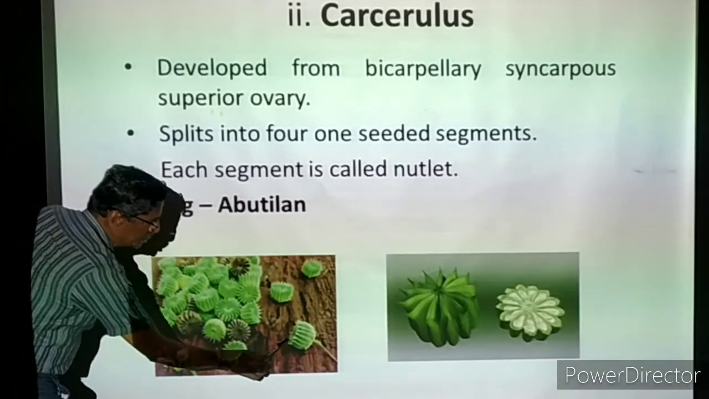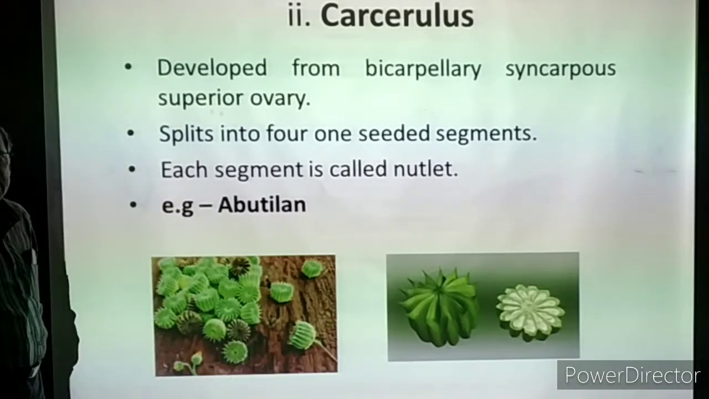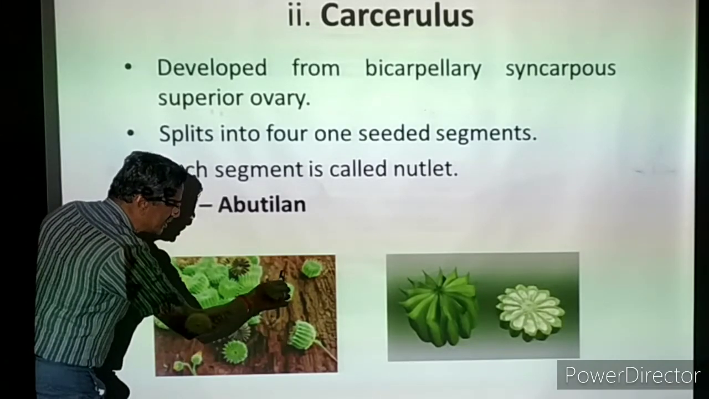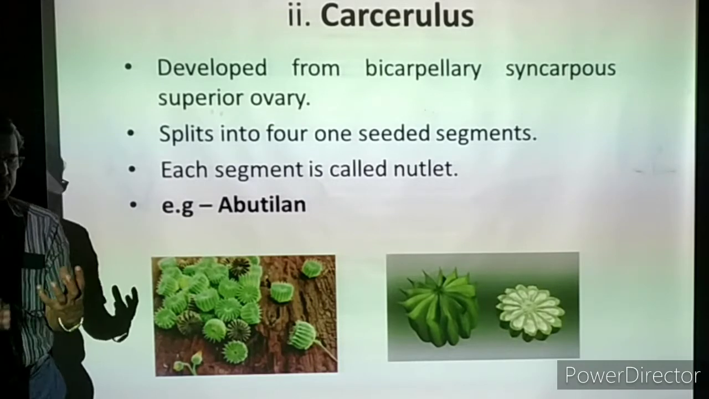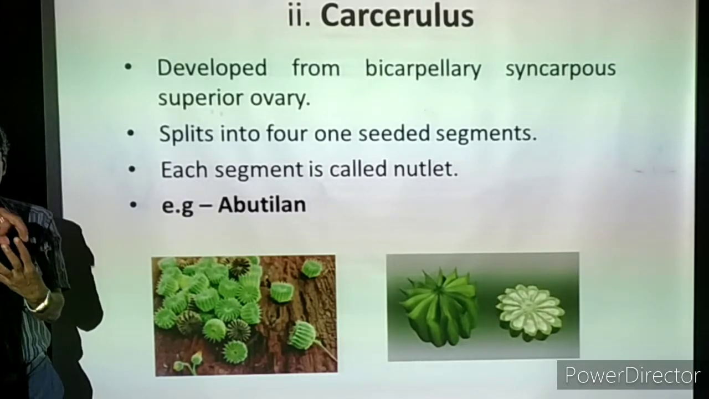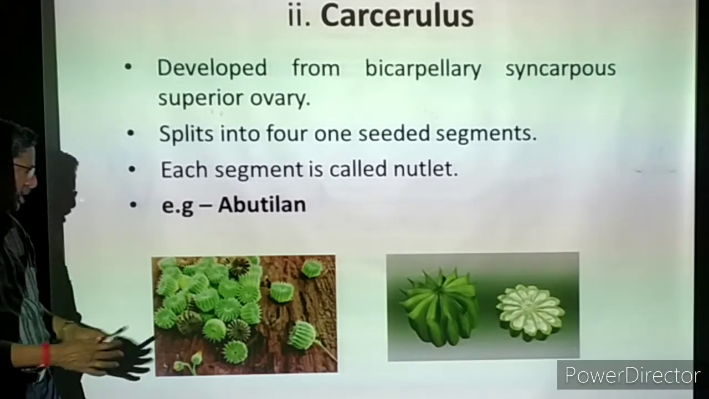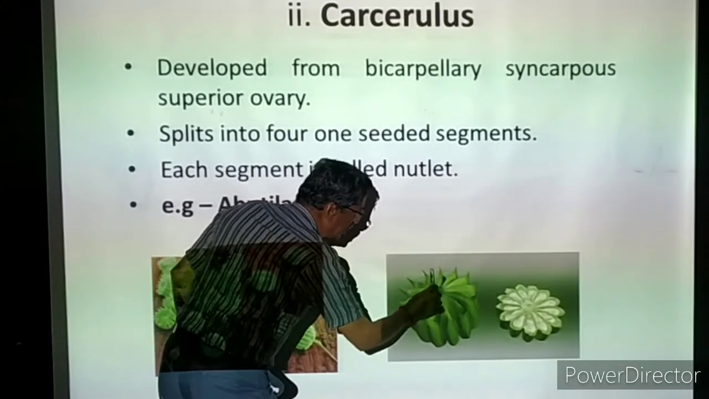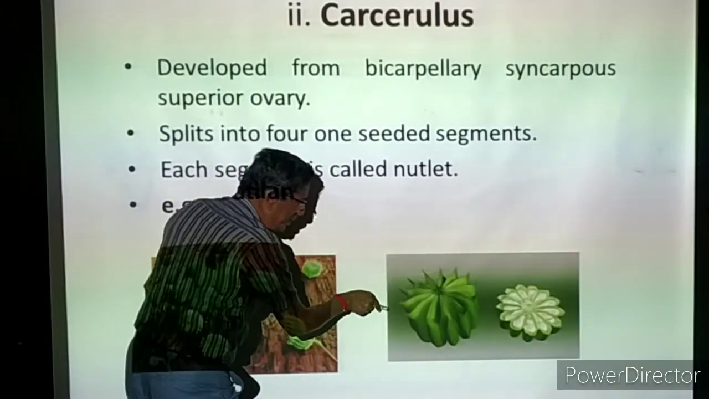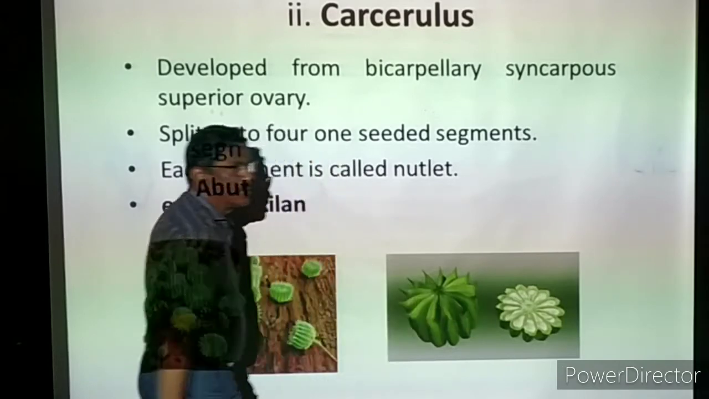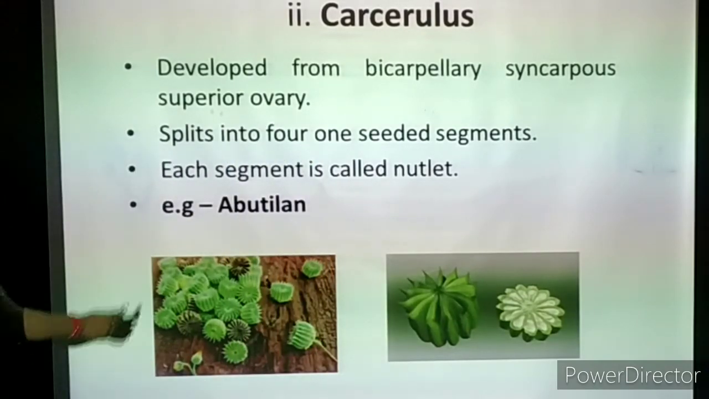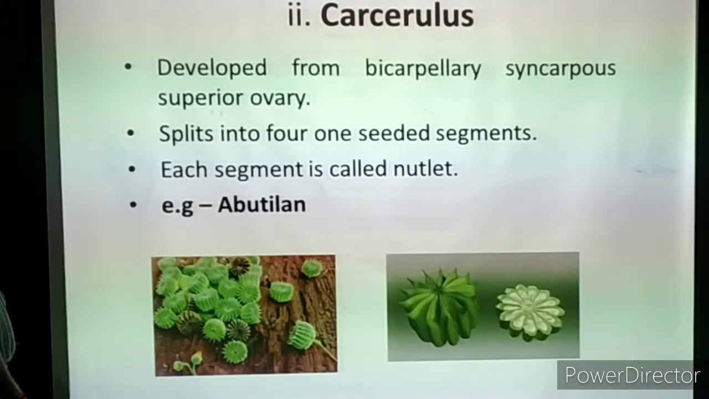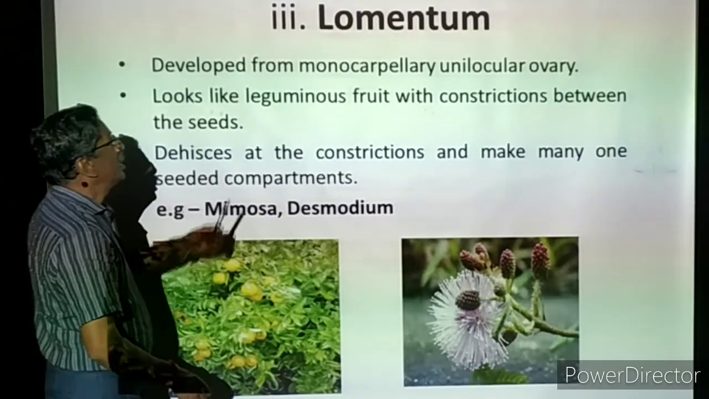Example, abutilon. Now this is one fruit of abutilon. It will be green in color. On drying, it is splitting into four pieces. One splitting in the center, and then a second splitting, so four pieces will be produced, and in each piece one seed will be present. Now this is the full fruit. One splitting takes place, so two. Again one splitting will take place at right angle to that, so four. Each one is having one seed, so each segment is called a nutlet. Example, abutilon.